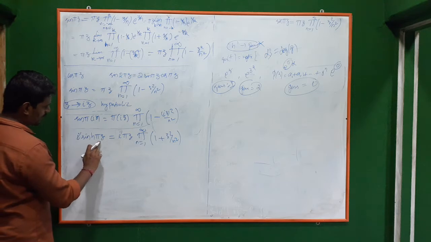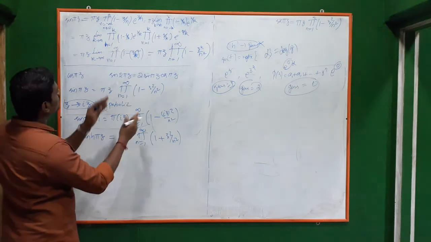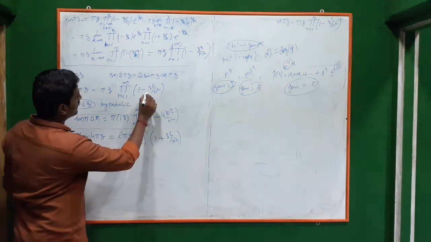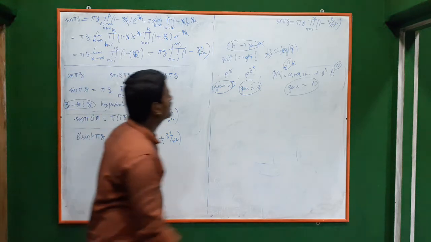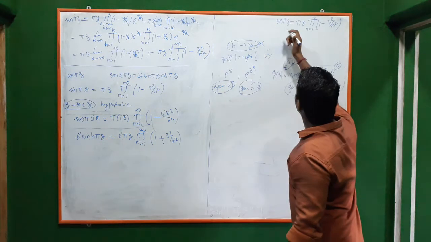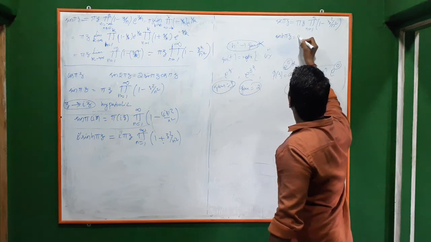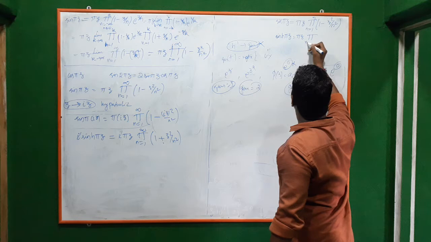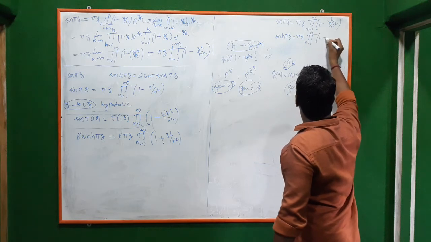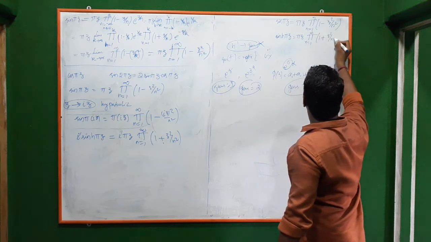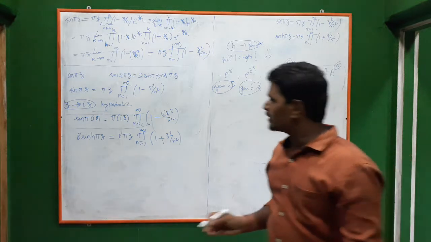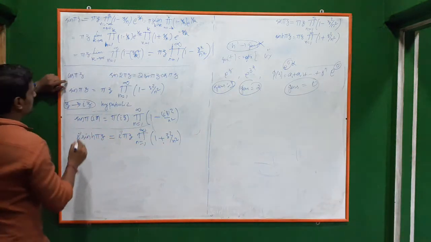So sinh πz is πz times the product over n from 1 to infinity of (1 + z²/n²). The same thing, but with plus instead of minus. Now we can find cos.